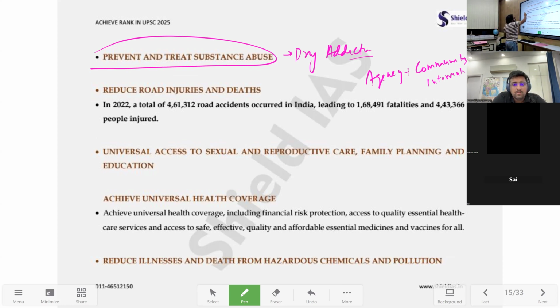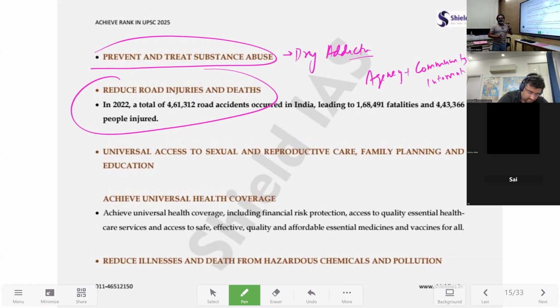Now, for good health and well-being, what is also required is reducing road accidents. India is very infamous for this. We have the largest number of road accidents and road accident deaths in the world. Around 1.5 lakh people die annually due to road accidents. The best measure for dealing with that is properly applying traffic rules and regulations in this country. It is preventive in nature.